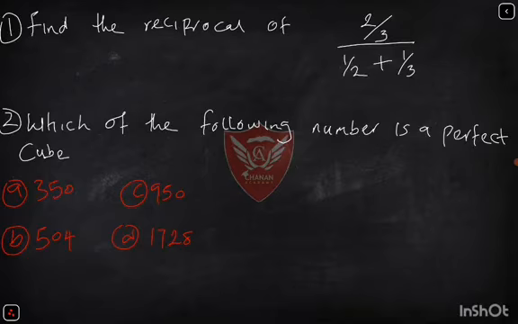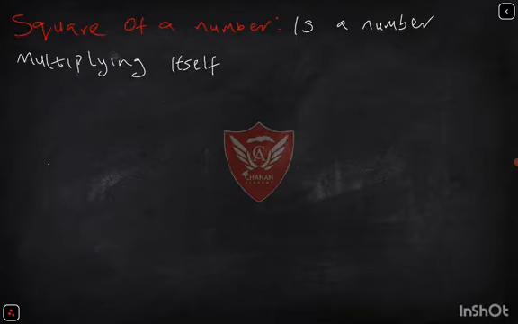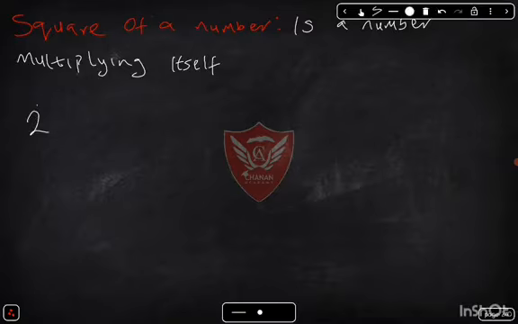Alright, let's move on. The first we'll be talking about is the square of a number. What is the square of a number? The square of a number is a number multiplying itself. So let's take an example. The square of 2 can be written as 2 raised to the power of 2, which is the same thing as 2 multiplied by 2, and the result is 4.